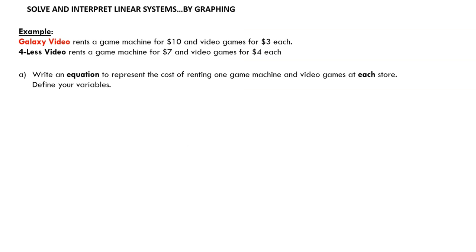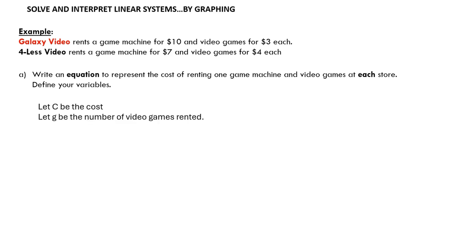In this example, we have two video stores. One store, Galaxy Video, rents a game machine for $10 and rents video games for $3 each. For Less Video rents a game machine for $7 and rents video games for $4 each. We're asked to write an equation that represents the cost of renting one video game machine and video games at each store.